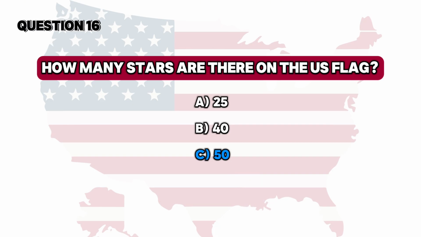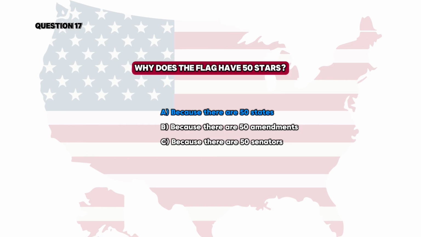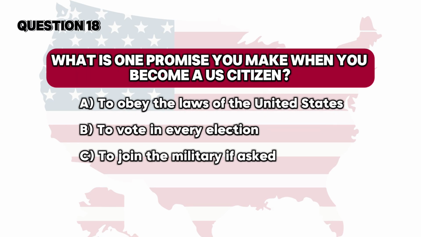Fifty. Why does the flag have 50 stars? Because there are 50 states. What is one promise you make when you become a U.S. citizen? To obey the laws of the U.S.